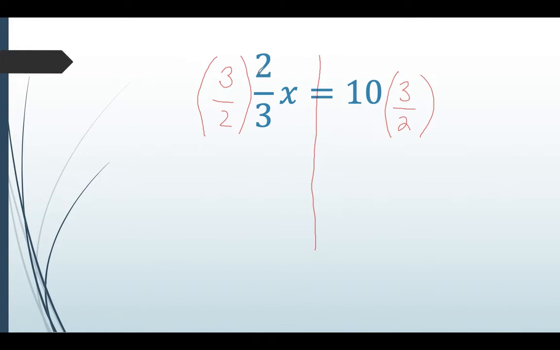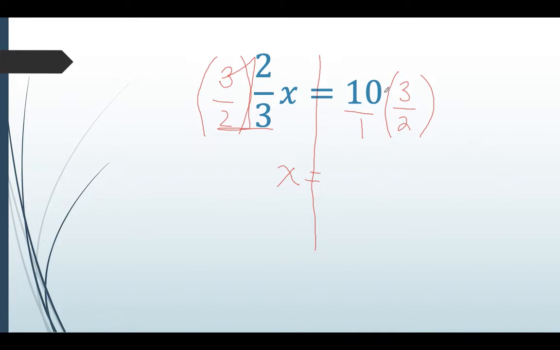Now that I have it set up, I can do the math. You should see that 3 times 2 is 6, and 2 times 3 is 6, and 6 over 6 is just 1. So the reciprocals kind of cancel each other out and become 1. Well, 1 times x is just x. Now that I have my x isolated, I can bring down my equal sign, and now I need to multiply this side. I need to turn 10 into a fraction. Now that I have that, I can multiply it out.